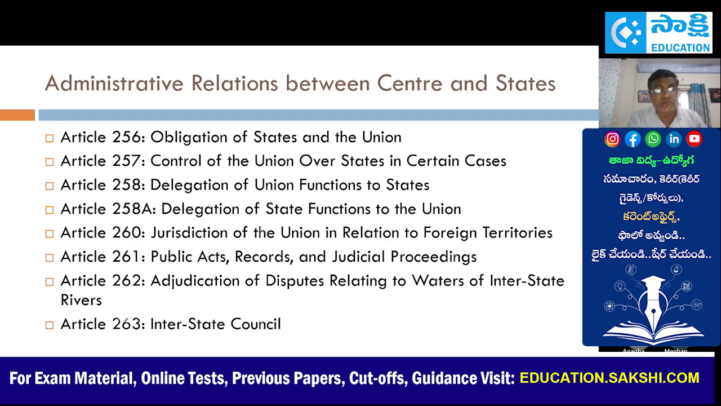Next one, Article 260 allows the union government to exercise executive, legislative, and judicial functions in any territory outside India. Once again, I repeat, Article 260 allows the union government to exercise executive functions, legislative functions, and judicial functions in any territory outside India, in agreement with the government of the territory.